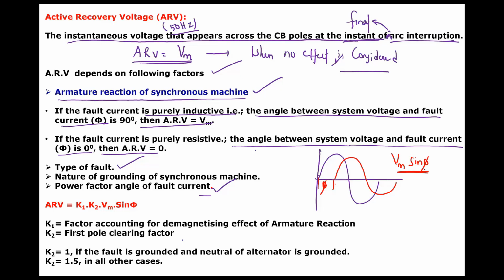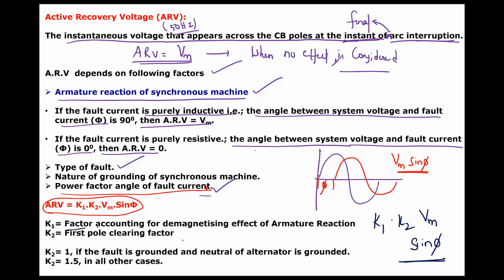The other factors that affect are the nature of fault and the nature of grounding of the synchronous machine, and the power factor angle between the fault current that we have considered. So active recovery voltage by considering these effects is given by the formula K1 K2 multiplied by Vm into sine phi. We already know what is phi, and we already know what is Vm.